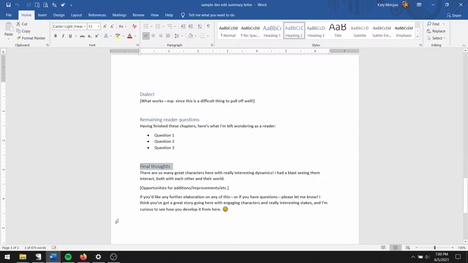And then we do the final thoughts, and this is kind of a summation of everything that I was writing about earlier, probably a little bit about some of the things that I brought up in the inline comments as well. I really want to focus hard on the stuff that's working well, at the same time that I'm bringing up some areas for possible improvement. And I always have some sort of concluding paragraph noting that, hey, if you have any questions or you need any kind of elaboration, definitely contact me. Here's how you would do that. I'm excited to see where this piece goes. And that's a summary letter.